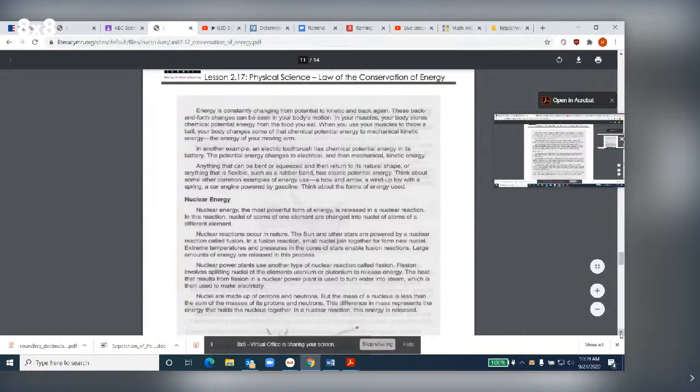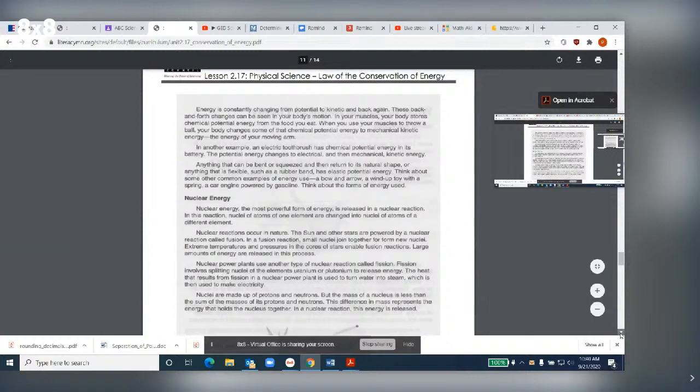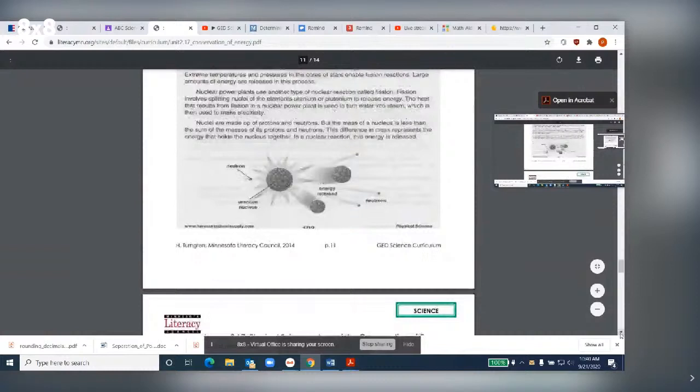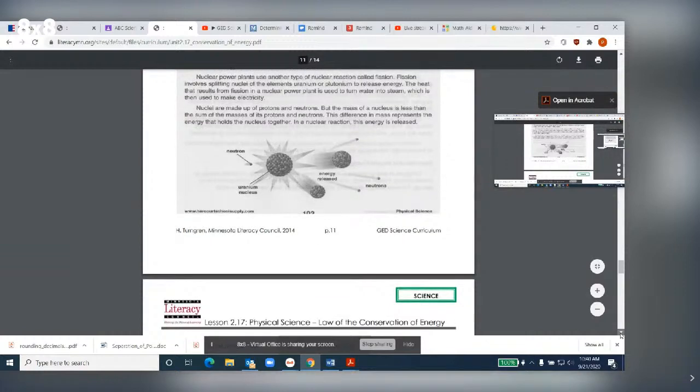And it says nuclei are made up of protons and neutrons, but the mass of a nucleus is less than the sum of the masses of protons and neutrons. The difference in mass represents the energy that holds the nucleus together. In a nuclear reaction, that energy is released. So you can kind of see this here. Everything is bouncing around, and then they hit that rod and they split. Okay, and that's kind of a form of energy when they start splitting.